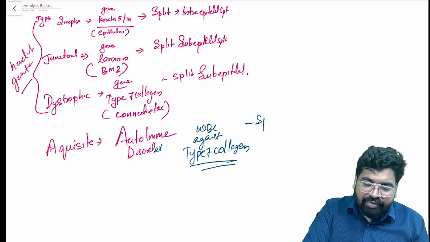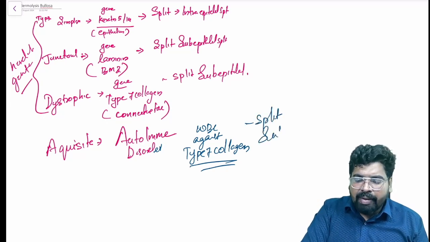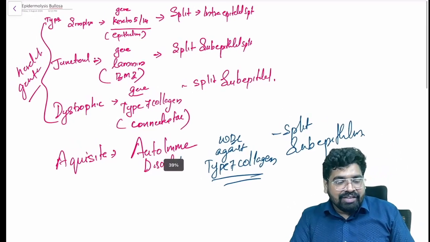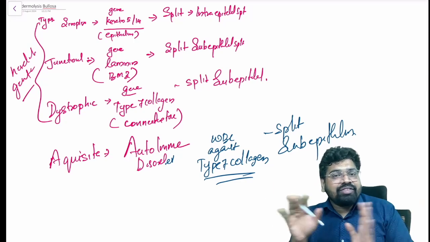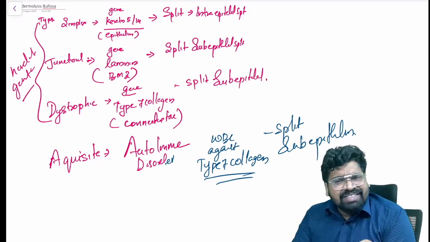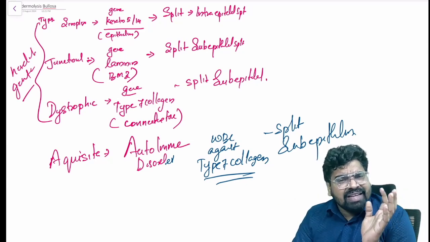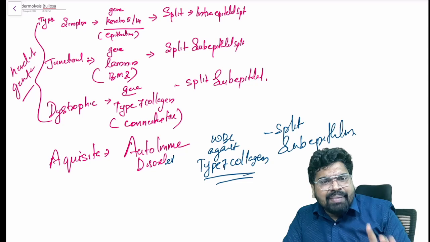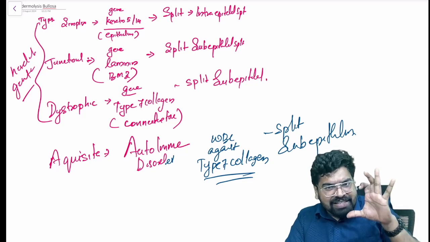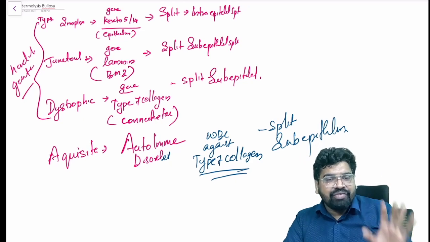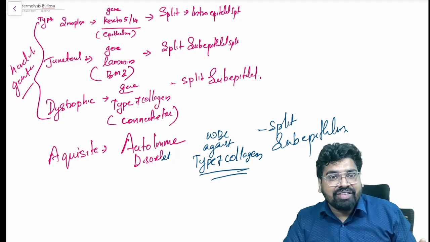Again, where is the split seen? The split is seen in the subepithelium. This much is enough. This much is there in epidermolysis bullosa. Rest, its presentation is just like other lesions, some vesicles, bullae. All these are the same for everything, and you just have to know the different types of epidermolysis bullosa, the gene which is mutated, and where the split is seen. If you know this, you can answer n number of questions here.